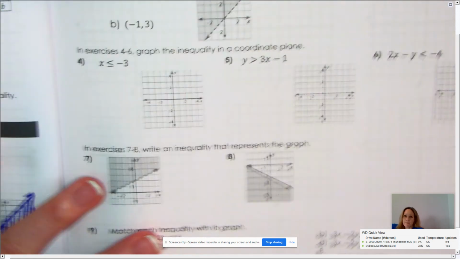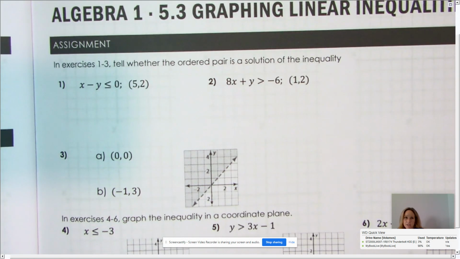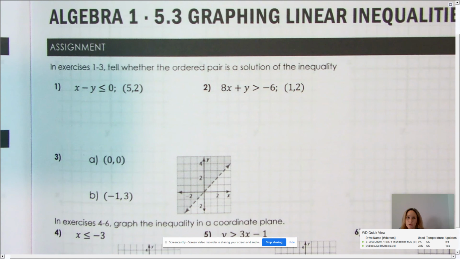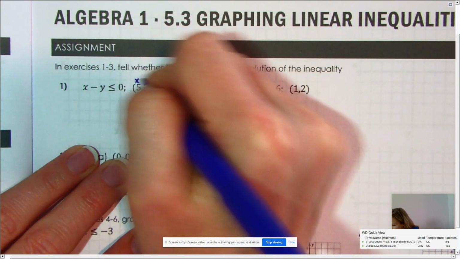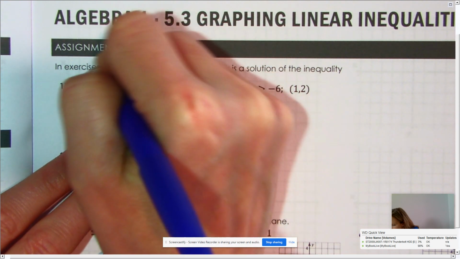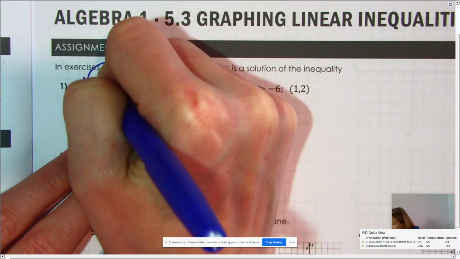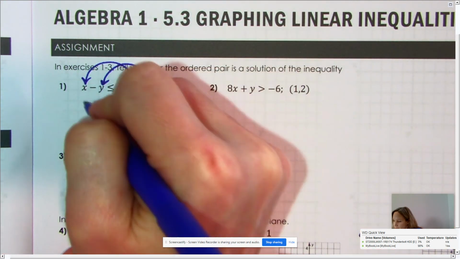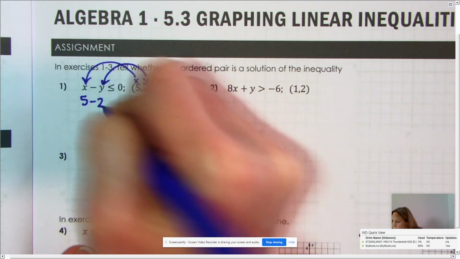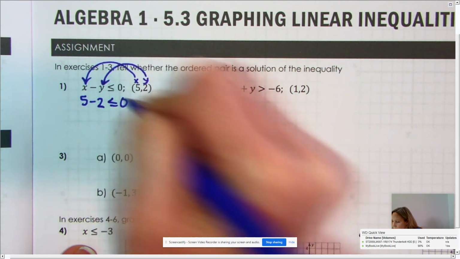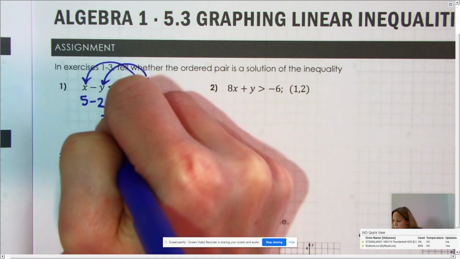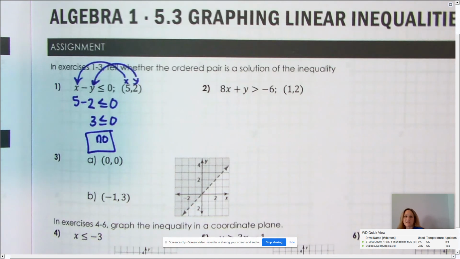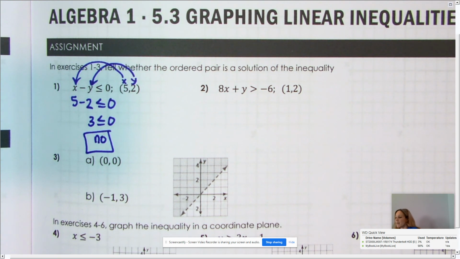Okay, let's get started on your homework. So question number 1, it says, tell whether the ordered pair is a solution. Remember, it goes in alphabetical order. This is the x, this is the y. So I'm going to plug that one in there. That one's going to go right there, and I'm going to see if it's true. So 5 take away 2 is less than or equal to 0. 5 minus 2 is 3. Is 3 smaller than 0? No, that is not true. So that is not a solution.